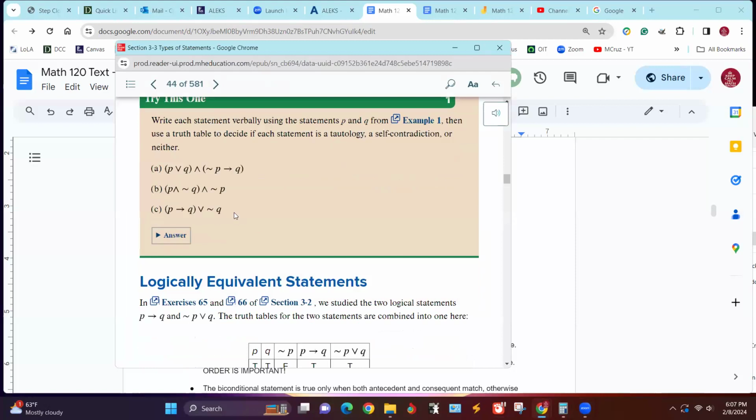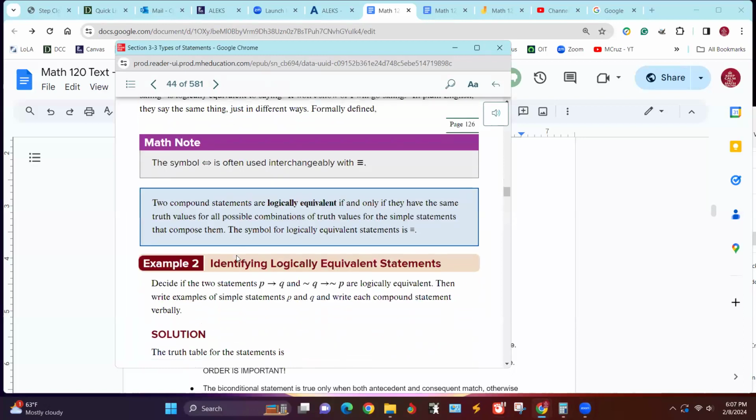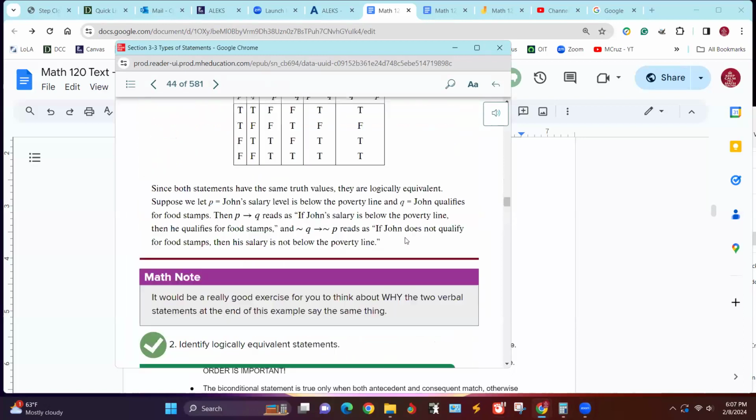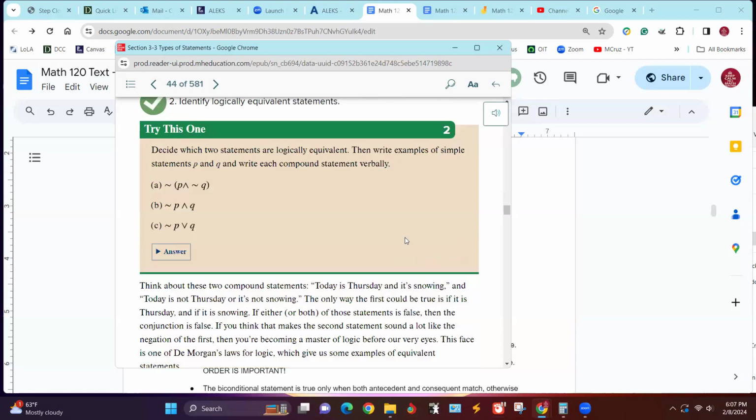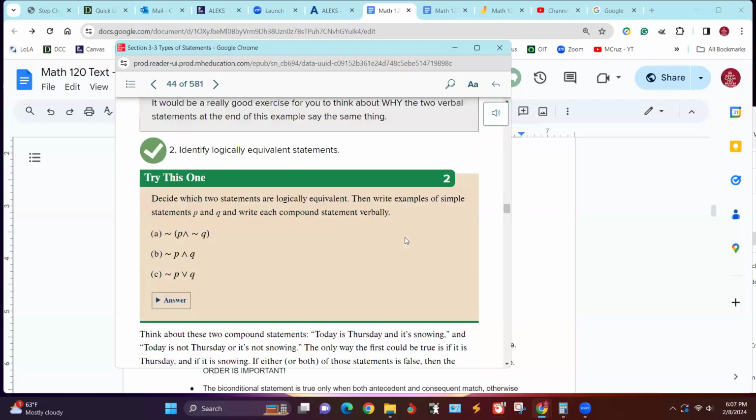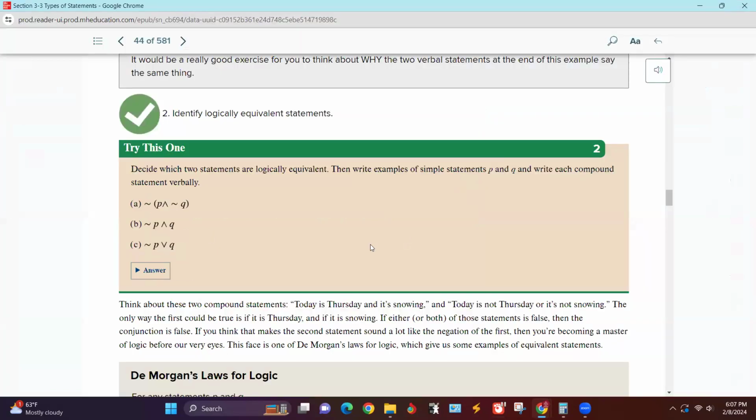Let's see if we can just do a truth table. What is one we can do the truth table for? All right, I'll tell you what. I'm going to put a little truth table in here, and we're going to make one for all 3 of these.